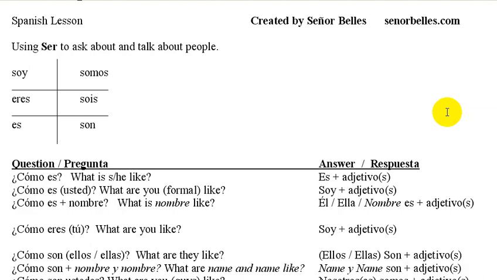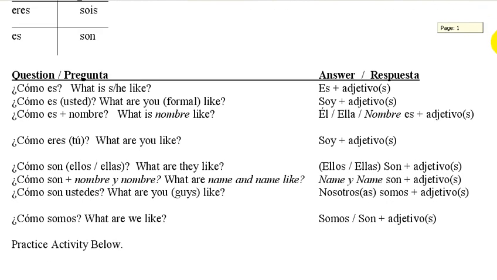And just in case you forgot, over here on the left, I conjugated the verb ser for you, which conjugates as soy, eres, es, somos, sois, and son, meaning I am, you are, he or she is, or you, formal, are, we are, you, plural, are, and they are, or you guys are. So what I have here is a list of questions, what they're asking, and then how to answer them as well.